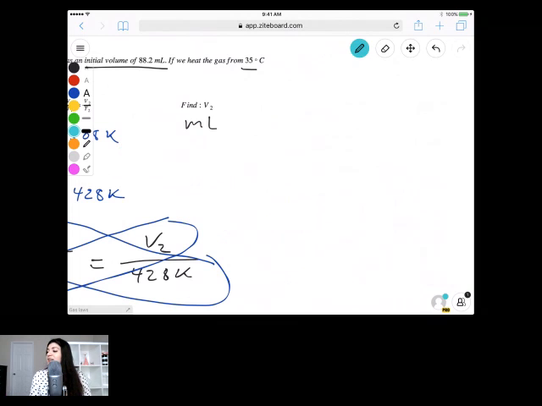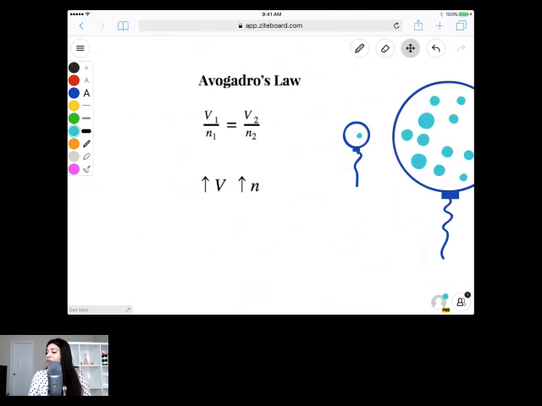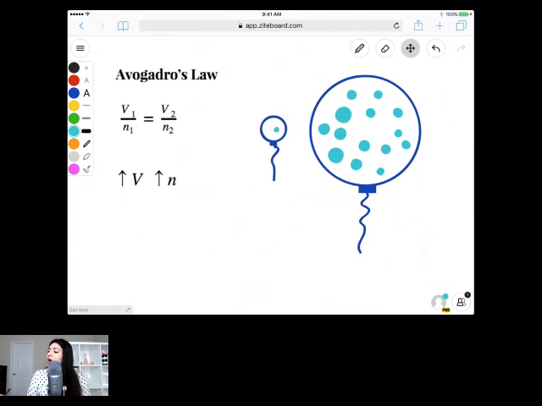So let's see another type of gas law. Avogadro's law. Avogadro's law is now relating volume and moles. So right here I have a little balloon, different sizes of balloons. So the concept here is as we increase the volume, we will increase the moles, or increase the moles, increase the volume. They're once again proportional to each other.